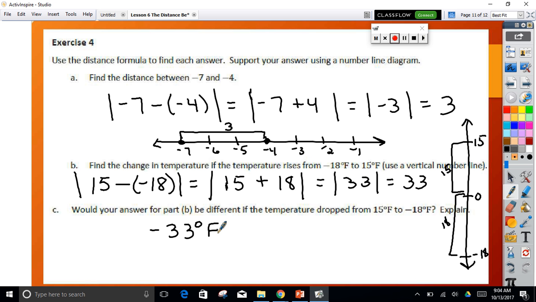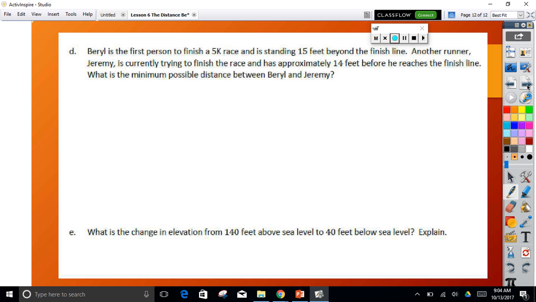Okay, part D. Beryl is the first person to finish a 5K race and is standing 15 feet beyond the finish line. Another runner, Jeremy, is currently trying to finish the race and has approximately 14 feet before he reaches the finish line. What is the minimum possible distance between Beryl and Jeremy? And it could just say, what is the distance. When it says minimum possible, it's saying, well, it says he has approximately 14 feet. So what's the minimum possible distance?